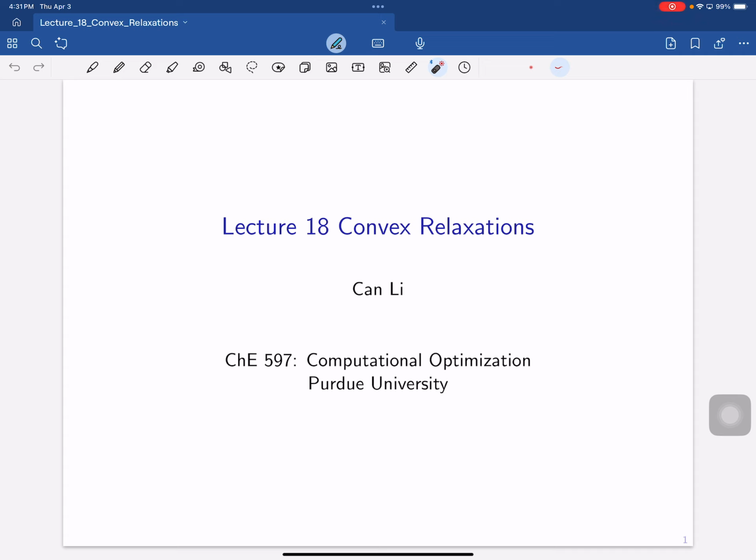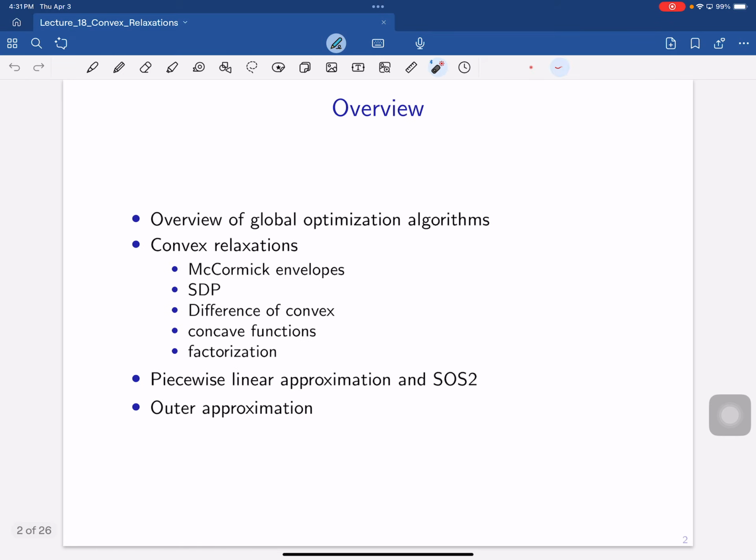In this algorithm, there are also two major building blocks. One is branching. You need to branch on, in this case, the continuous variables. Then the other major building block is convex relaxations. So in mixed integer linear programming, we need linear relaxations, and in non-convex problems, we need a more general relaxation. We call them convex relaxations. Okay, so this is an overview of this particular lecture.